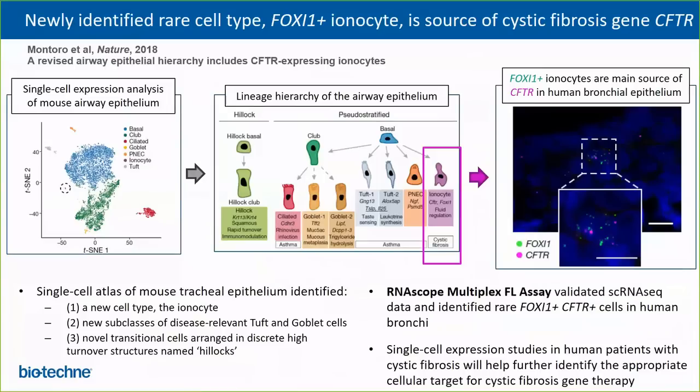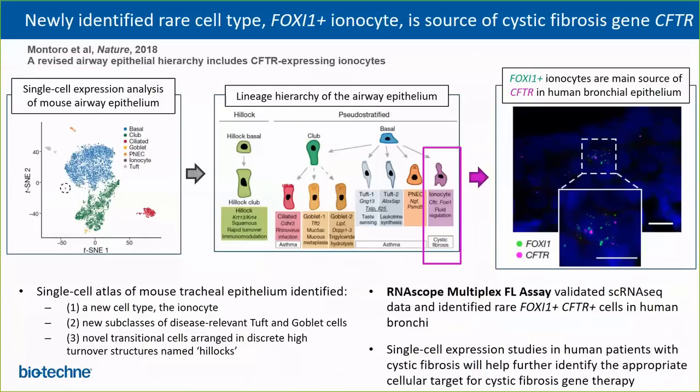epithelium in which they identified functional variations in club cells based on their location, a distinct cell type in high turnover squamous epithelial structures that they term hillocks, and disease-relevant subsets of tuft and goblet cells. They also discovered the rare cell type, which I just described, the FOXI1 positive pulmonary ionocyte. That's also the major source of CFTR in both mouse and human airway epithelium.